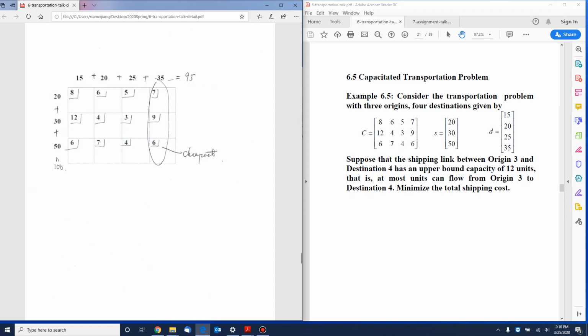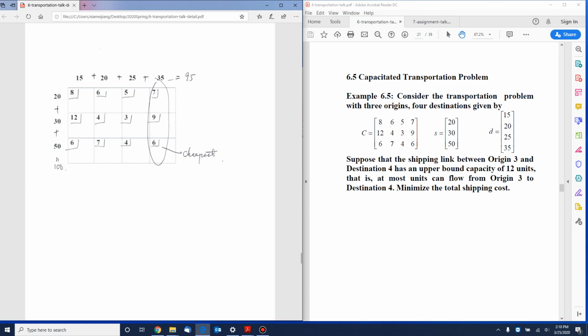Hello, in this part we are going to talk about a capacitated transportation problem. This may happen occasionally: we may have a road problem or vehicle problem so that from one origin to the other destination we have trouble using the regular shipping schedule. So this time, how may we deal with it?